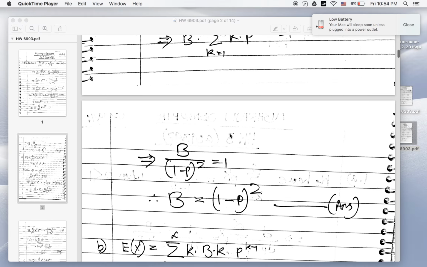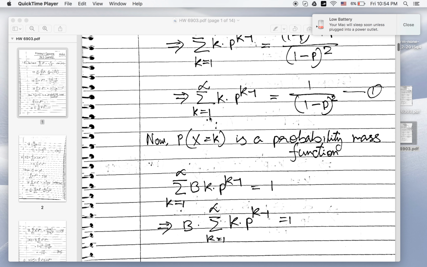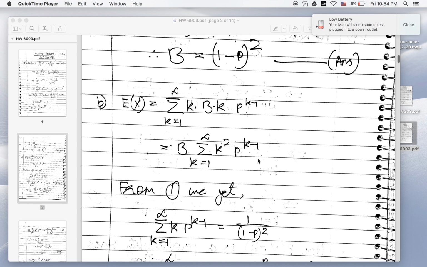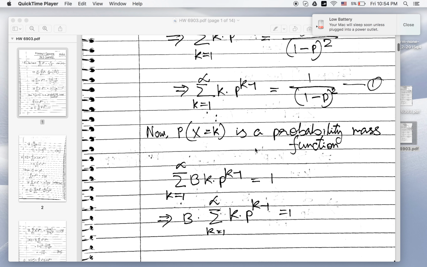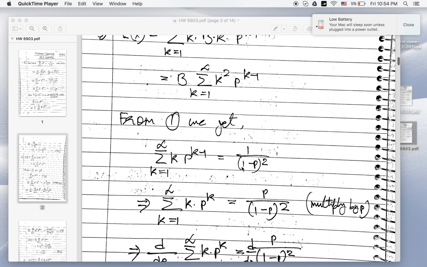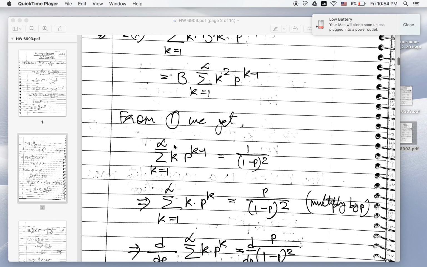But from part 1 we know that summation of k into p to the power k minus 1 is 1 by 1 minus p whole square. So this k square into p to the power k minus 1, we observe that is nothing but the differentiation of k into p power of k. So we know that the summation of k into p power of k minus 1 equals 1 by 1 minus p whole square. So we multiply both sides by p and get k into p power of k equals this term.